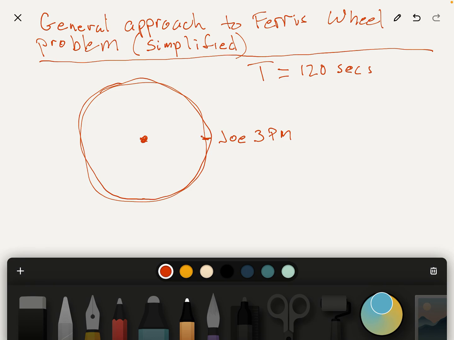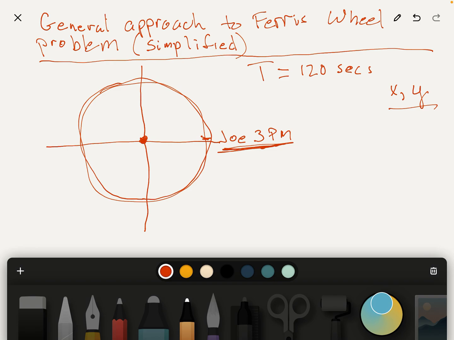And generally what they want to know is if Joe starts here, where is he after a certain amount of time? What's his position? Position in this case means we want to know his x-coordinate and his y-coordinate, which means we have to choose a coordinate system. In our simplified problem, the most obvious choice is to put the origin at the center of the Ferris wheel. So there's the x-axis, y-axis.